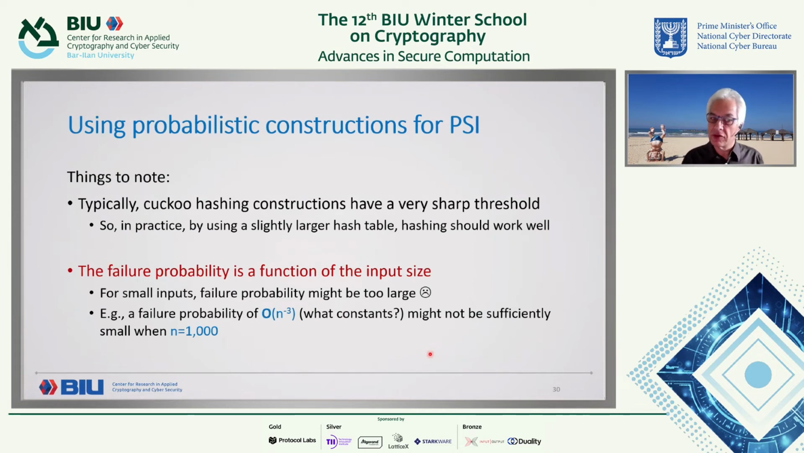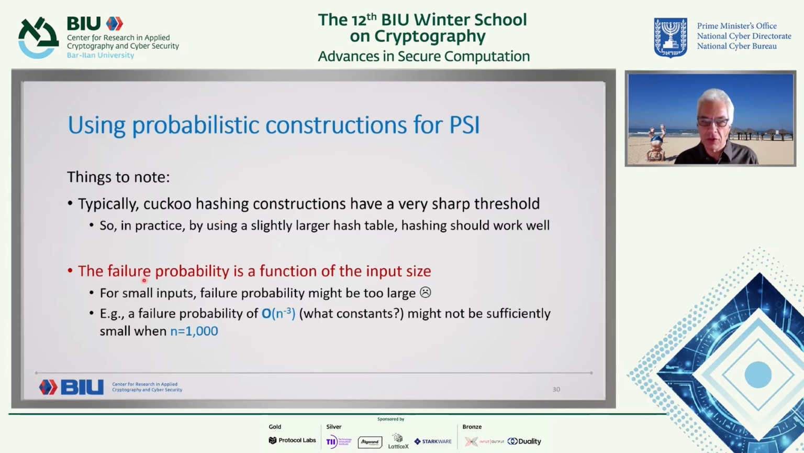So one thing to note before using amplification, okay? The good side is that cuckoo hashing, the construction, has a very sharp threshold. If the table is a bit above the threshold, it seems to always succeed. So for practical applications, this should be fine. But if you want to verify the failure probability, there's no theorem that can help you do that.